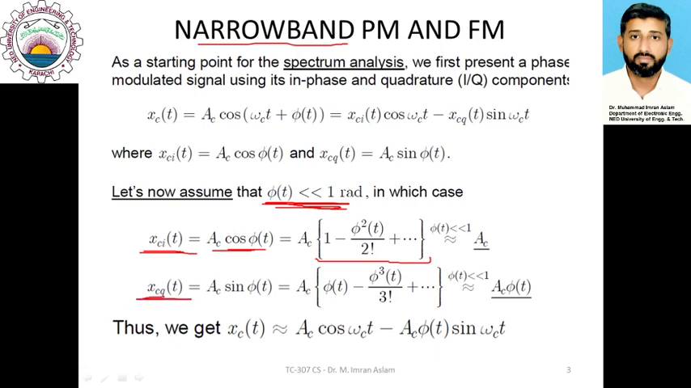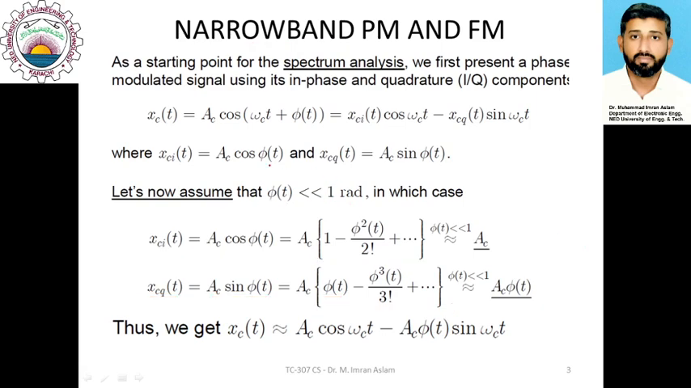Similarly, the quadrature component can also be expanded by using Euler's identity, which is given here. So AC sin phi t can be expanded as AC, and sin phi t has its Euler's expansion, which is given as phi t minus phi cube t upon 3 factorial, plus the next term will be phi raised to power 5 t upon 5 factorial, and so on.